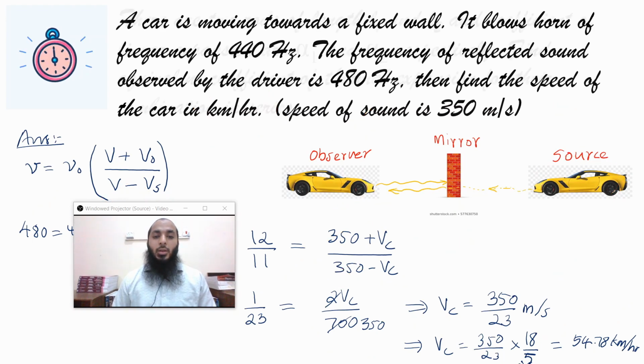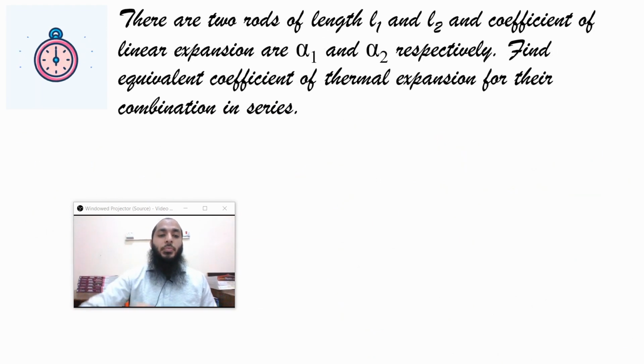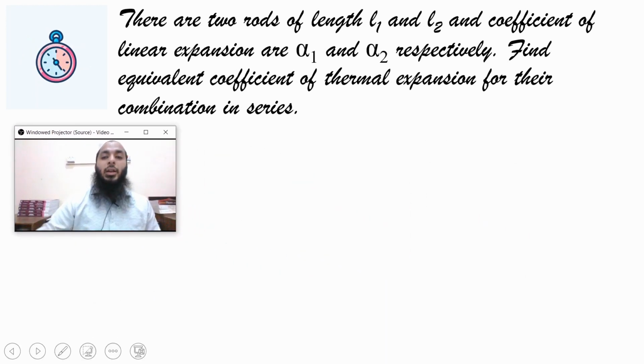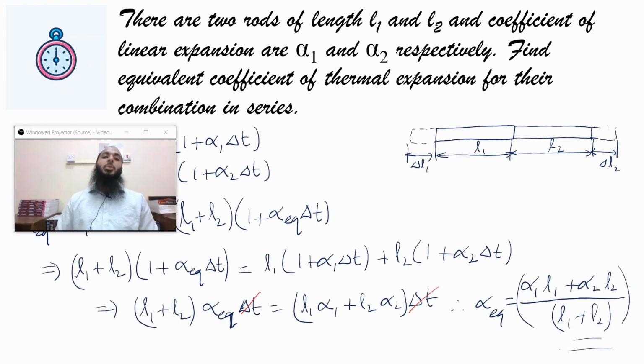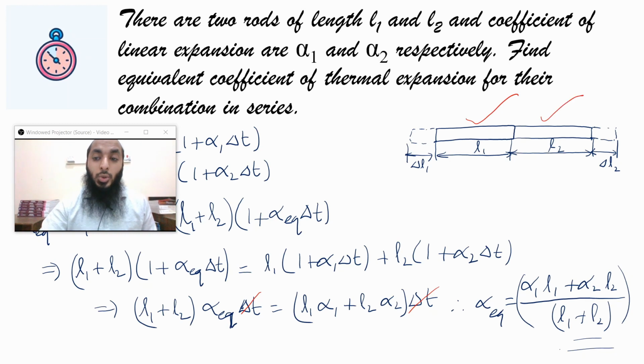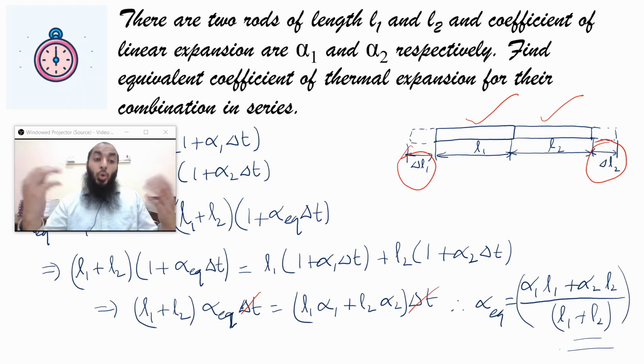Okay. So next question. There are two rods of length L1 and L2, and coefficients of linear expansion are alpha 1 and alpha 2 respectively. Find the equivalent coefficient of thermal expansion for their combination in series. So you have rod 1 and rod 2 combined in series. They are connected end to end. Now we see that this is the expansion due to the temperature change, delta 1 and delta 2. So what will be the total change in length?